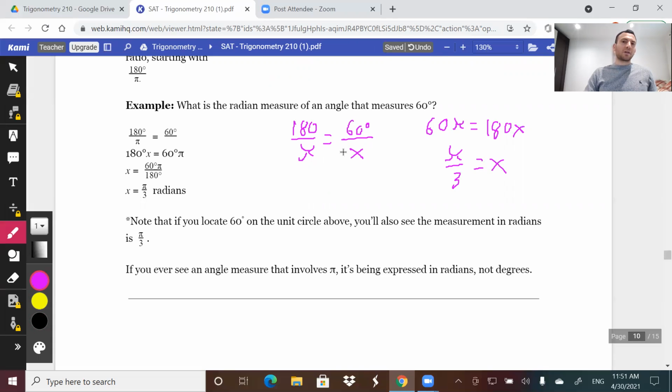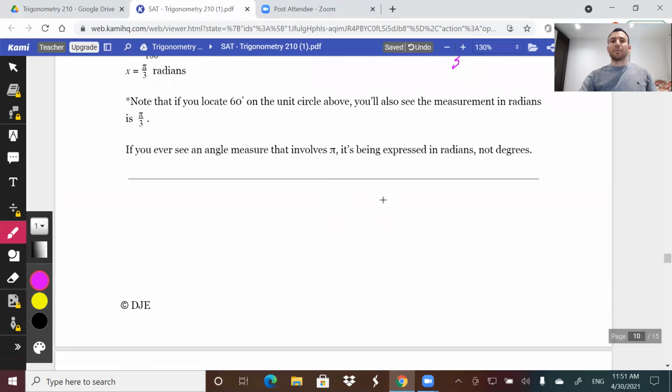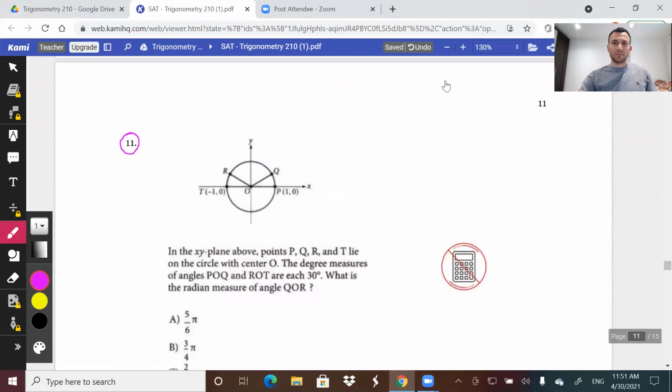Or you can just realize the scale factor, right? This is a third of that, so this is going to be a third of pi. And if you think about it, if pi is 180 degrees, 180 divided by 3 is 60 degrees. So anyway, that's something you'll need to be able to do, convert back and forth between radians and degrees.